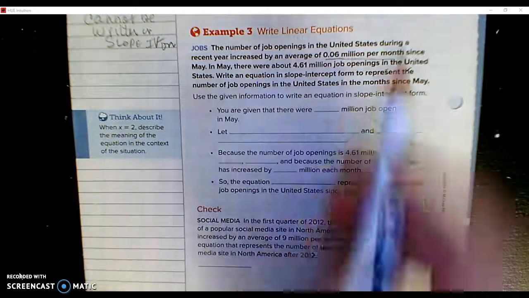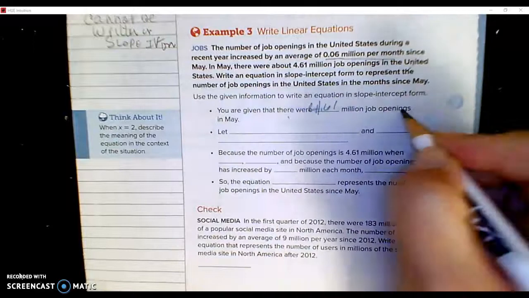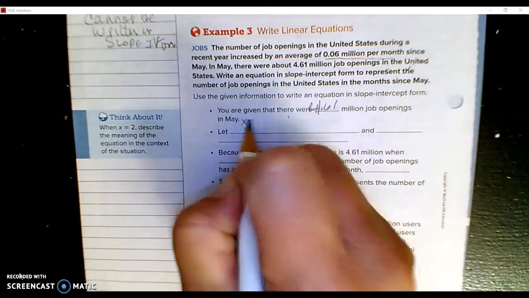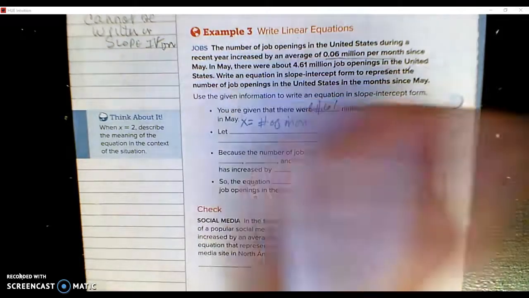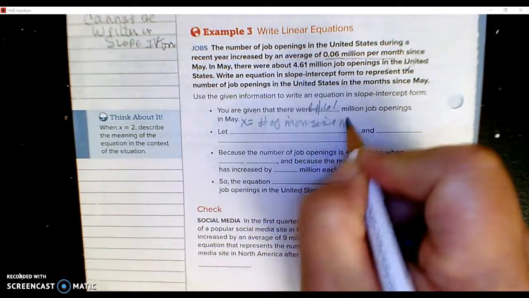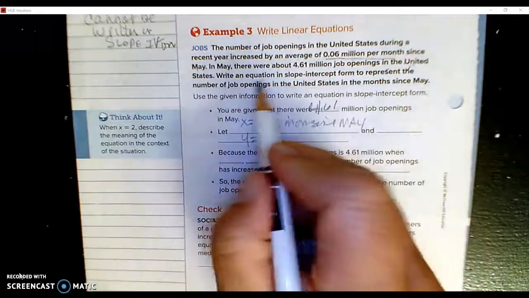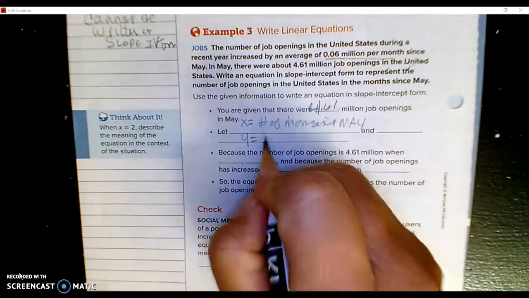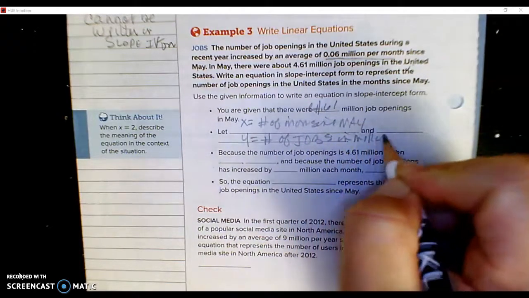Okay, I'm looking at this right now. Take the information, let's try to fill in the blanks, sort of. You're given the news that there are 4.61 million job openings. So if I'm doing that, I have to define my variables. I know x is going to be my number of months since May, and let's let y be the number of job openings in millions.